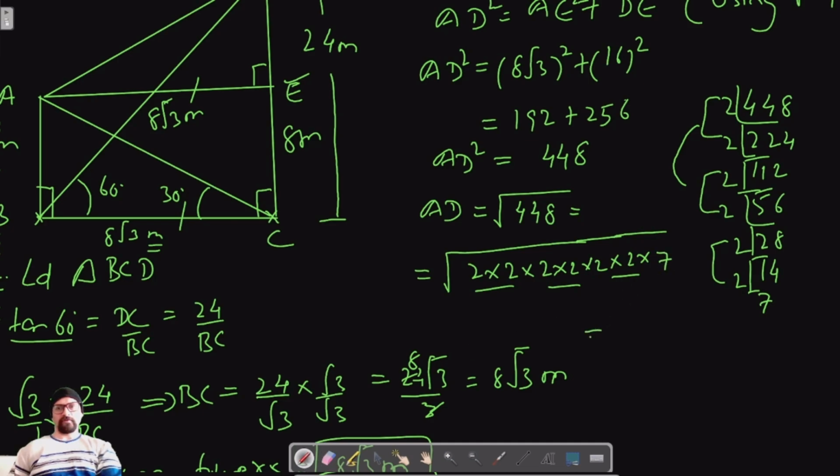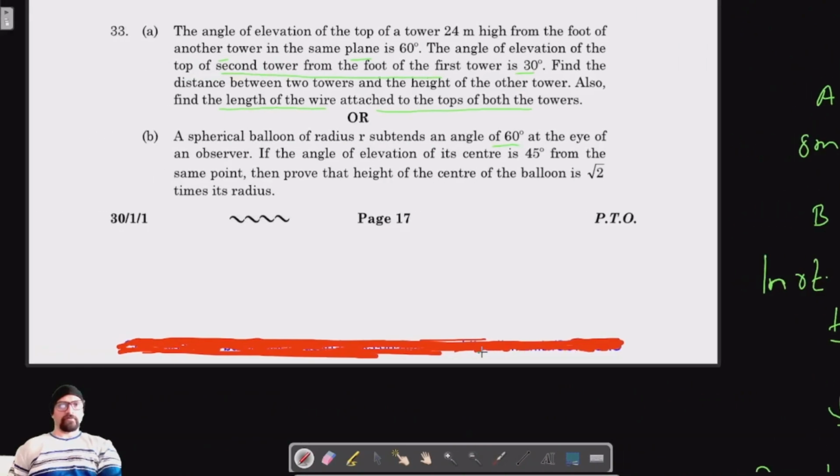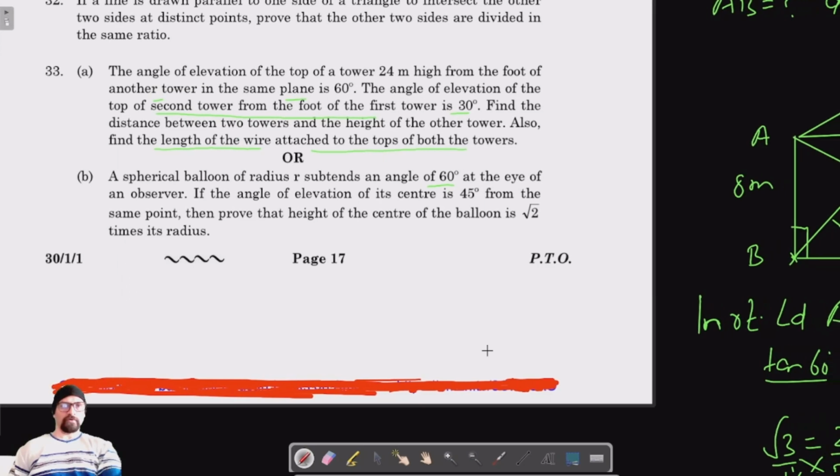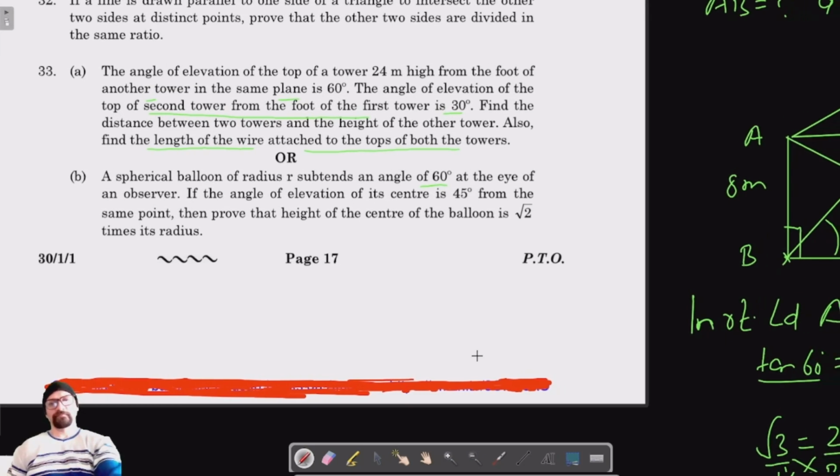Okay, so this is into 7, which gives us 2 into 2 into 2 into 7. So 2 to the 4, 4 to the 8, and 8 7, that is, okay, so it's not, this 7 is under root, still in the root. So 2 to the 4, 4 to the 8, and this is now 8 root 7 meter. And this solves our question number 33's first part. Let's move on to the part B.